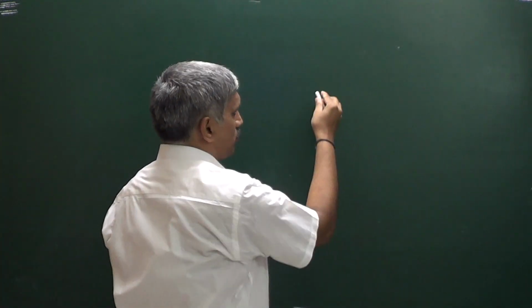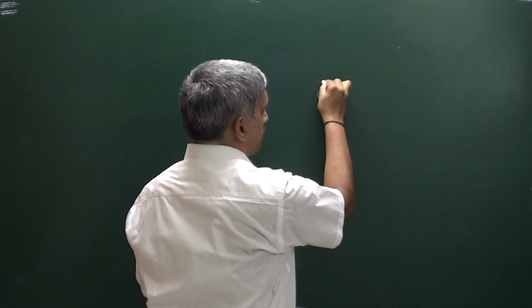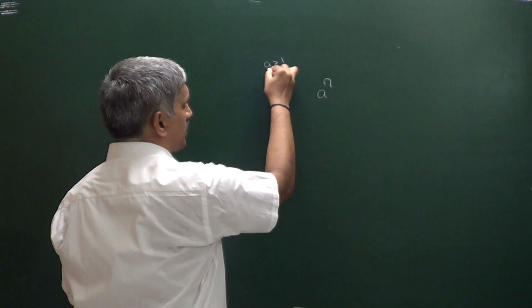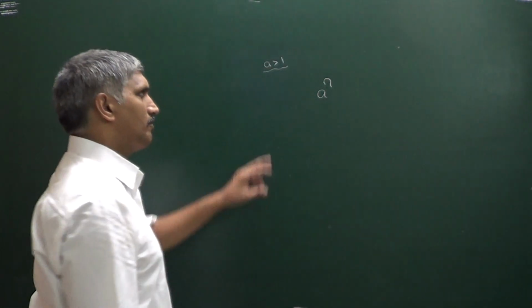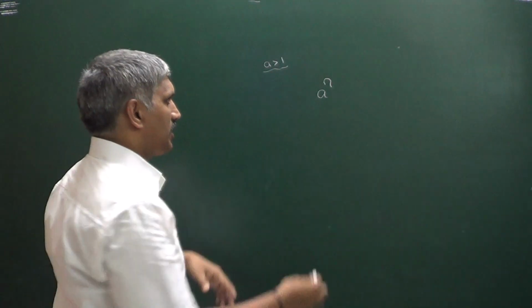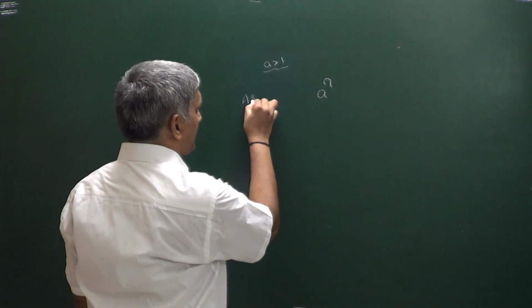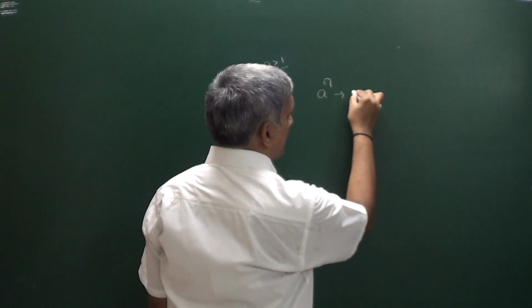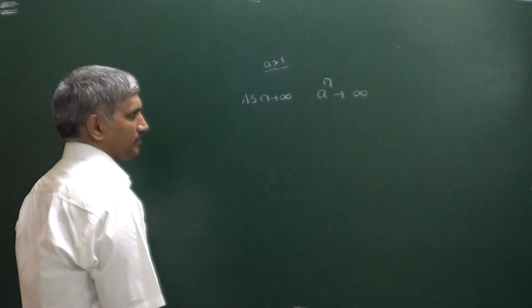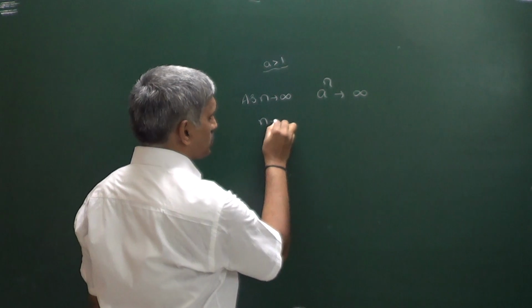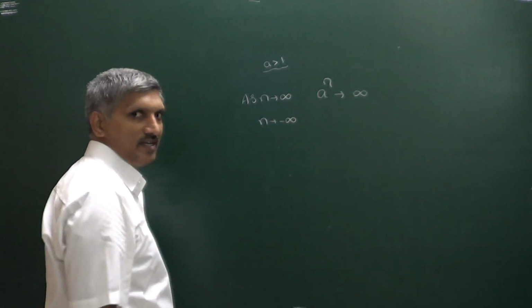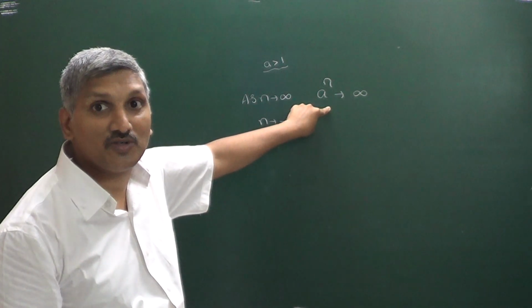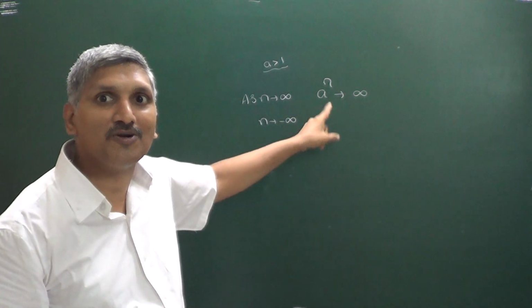I hope everyone knows about this particular idea. A to the power of n, when the value of a is more than 1, a power n. As n tends to infinity, a power n is also tending to infinity. But as n tends to minus infinity, this value is 1 by a whole to the power of n.